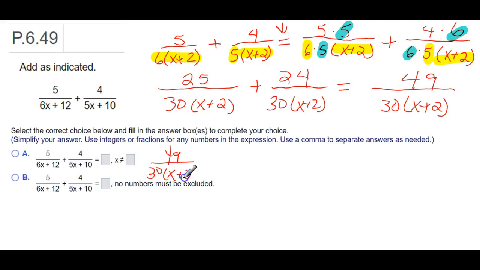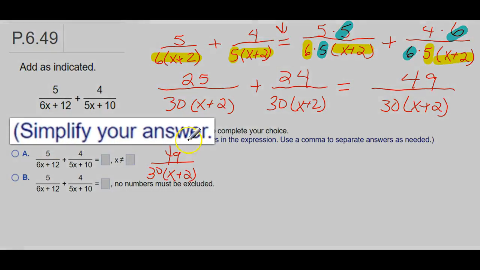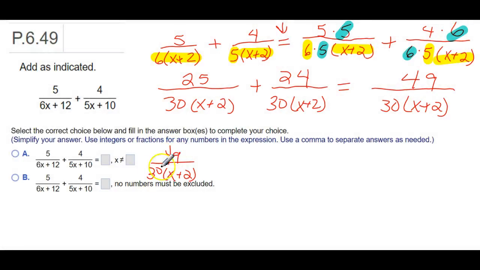And it's fine if you distribute that through, 30x plus 60, if you wanted to. You can also just leave it 30 times x plus 2. When it says simplify here, it would mean, for instance, if this had been 50 instead of 49, you could reduce the 50 and the 30 down to 5 over 3. But you can't reduce 49 and 30. It just won't reduce. So it's fine to leave it factored. When it says simplify, it doesn't necessarily mean to distribute that 30 through.